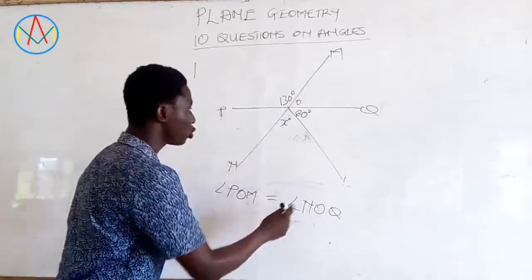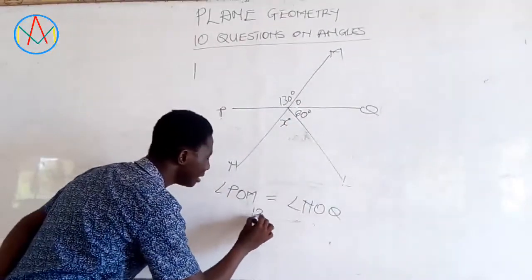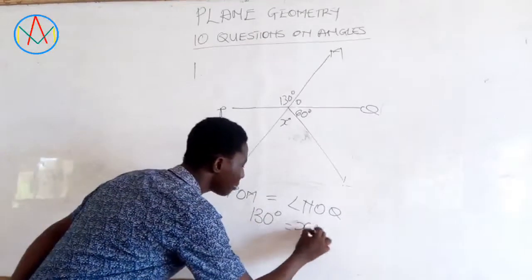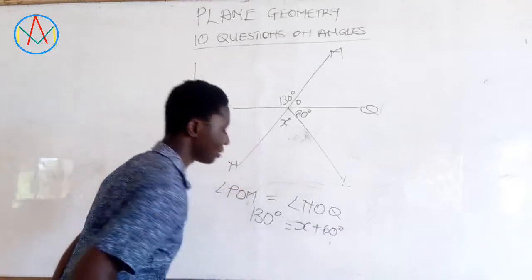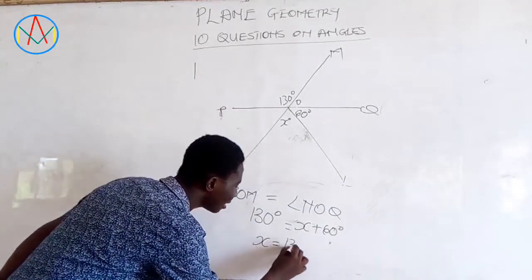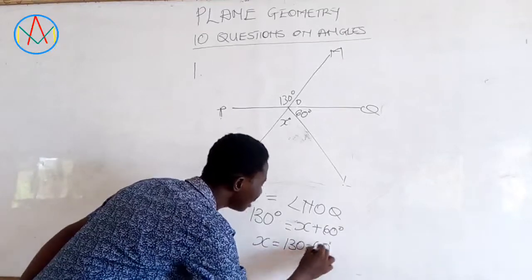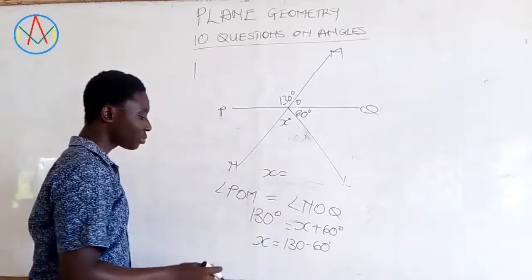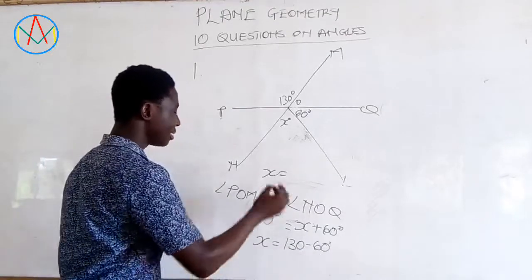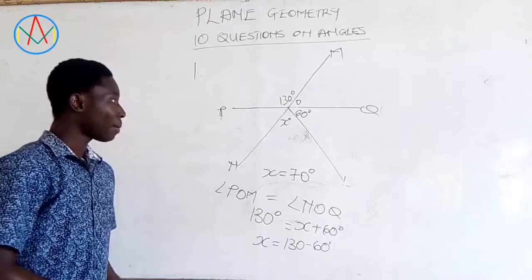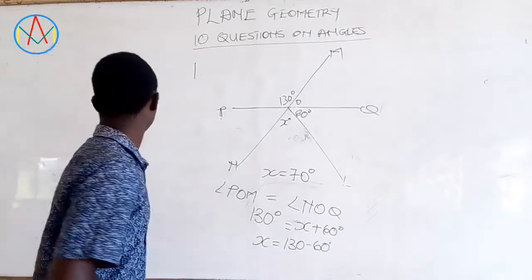So if that is true, then we are going to get 130 degrees is equal to X plus 60 degrees. So when we make X the subject, I'm going to get X is equal to 130 minus 60, which we are going to get X to be equal to 70 degrees. So let's go on to question number two.